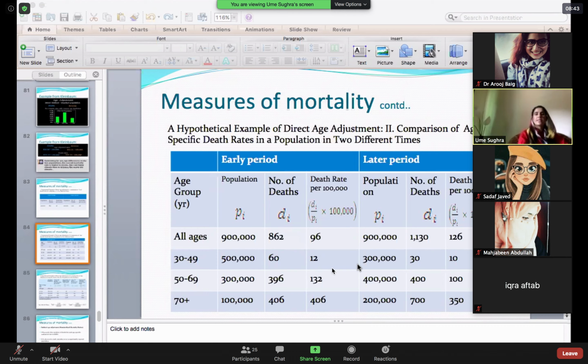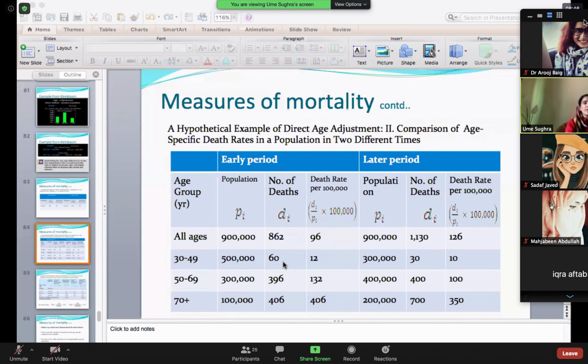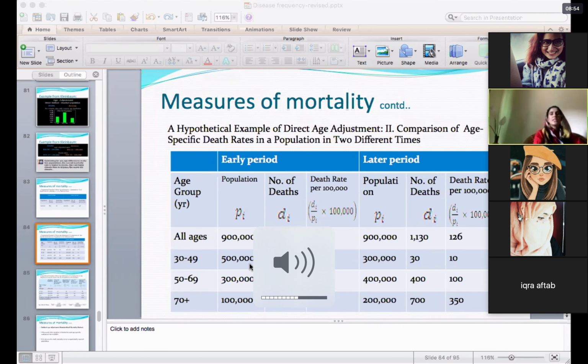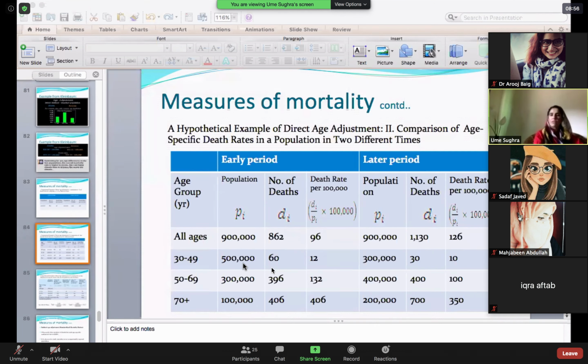Or should I repeat this? Now, how would we calculate this expected number of deaths for the early period for the age group of 30 to 49? This would be 60 divided by 500,000 multiplied by 800,000. Right?